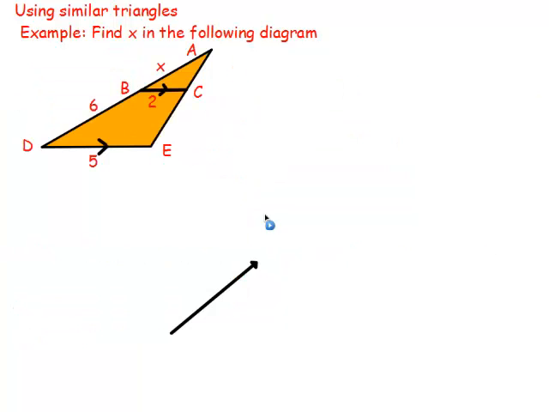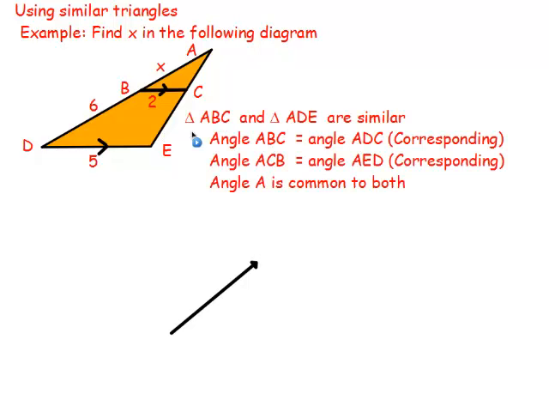And lastly, a harder example. We have a small triangle and a bigger triangle. Now these are similar. Why? Because angle ABC in the little triangle is equal to angle ADE in the big triangle. Why? Because this angle equals this angle because they're in corresponding positions because of the parallel lines. Likewise, angle ACB equals angle AED. Why? This angle equals this angle because they are in corresponding positions because of the parallel sides. And lastly, angle A is common to the little triangle and it's also common to the big triangle.